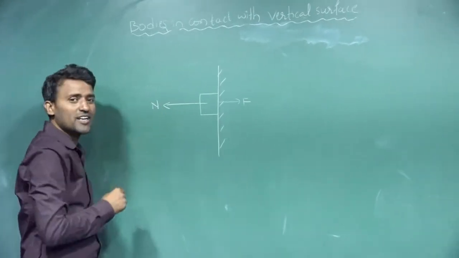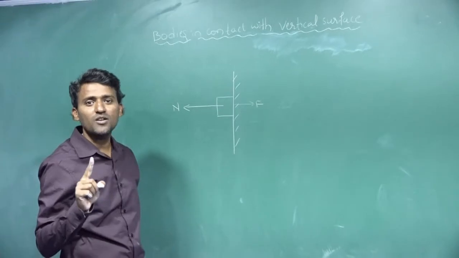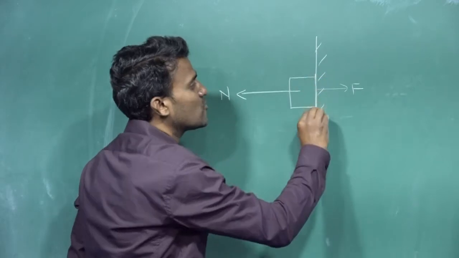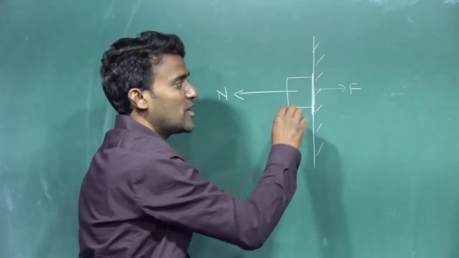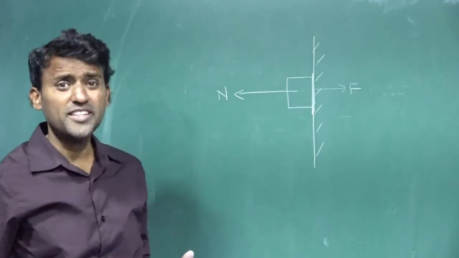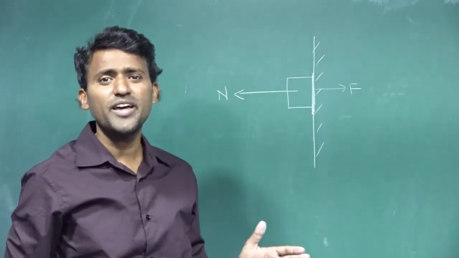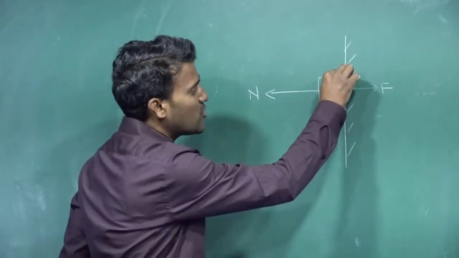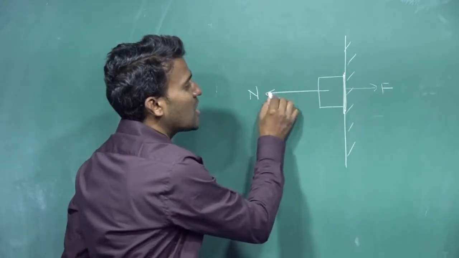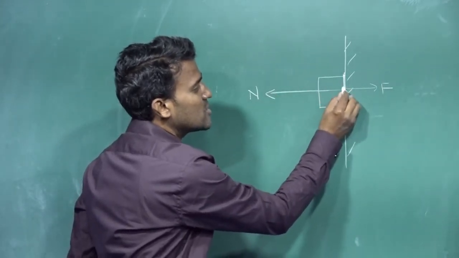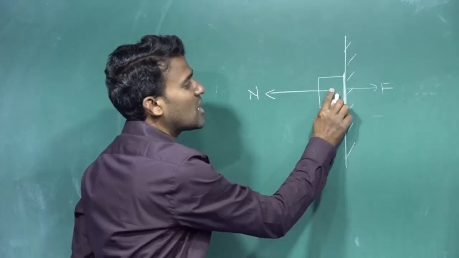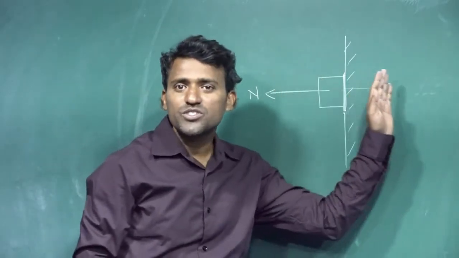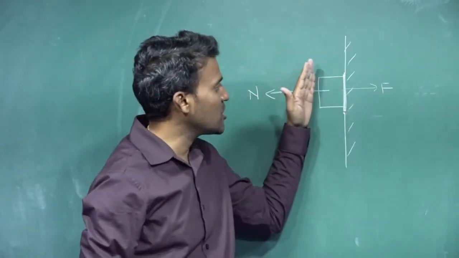Why I am writing it like this: normal force is always perpendicular to the plane of contact. What is the plane of contact? This is the plane of contact. Plane of contact means where two objects are in contact. See here, now these two are perpendicular. Normal force is acting along this direction. Applied force is acting along this direction.